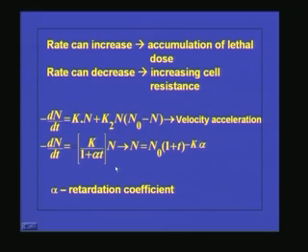But if the cell is not developing any resistance, then what will happen? This value will be 0. So you will be getting the same equation, minus dN by dt is equal to minus Kn. So this term will take care of the retardation, and this will take care of the velocity acceleration, because whatever is the n, depending upon that it will be varying. This is the one which takes care of the velocity acceleration, and this is the one which takes care of the retardation coefficient. So the rate of kill need not be a constant always.